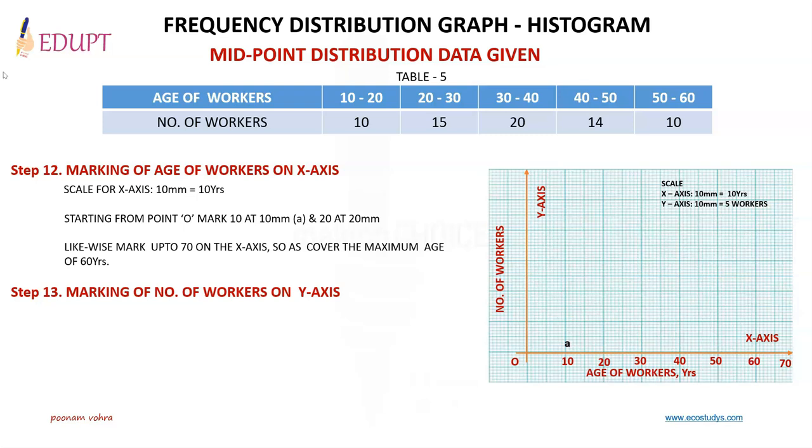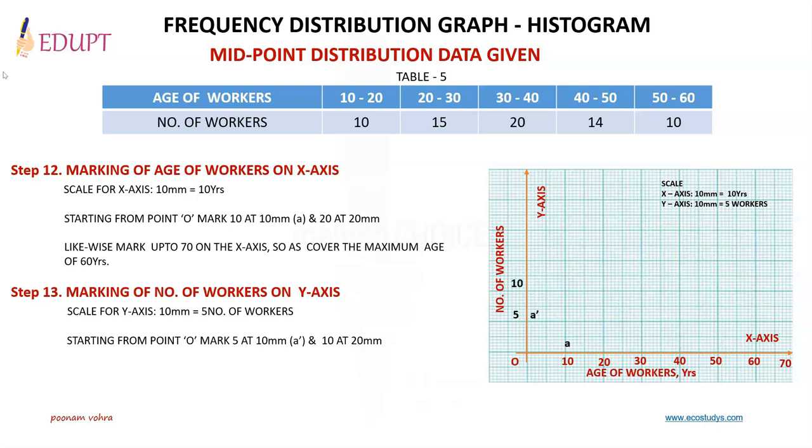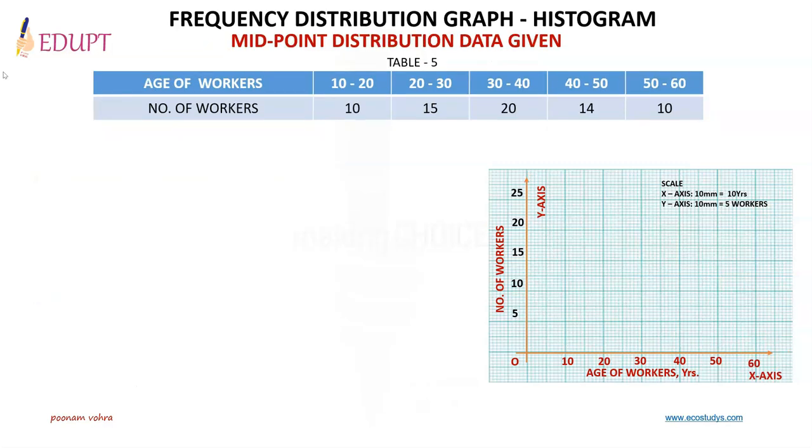Next is marking of number of workers on y-axis. Scale we have already taken. 10 millimeter is equivalent to 5 number of workers. Starting from point 0, mark 5 at the distance of 10 millimeters, represented by A dash, and 10 at a distance of 20 millimeters. Likewise, mark up to 25 on y-axis to cover the maximum value.